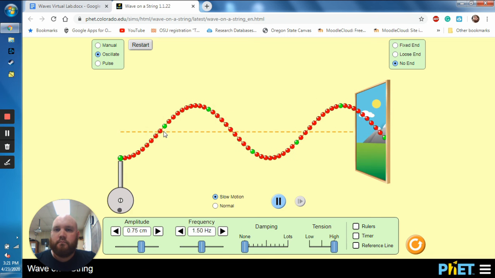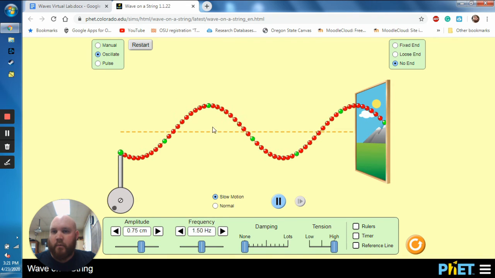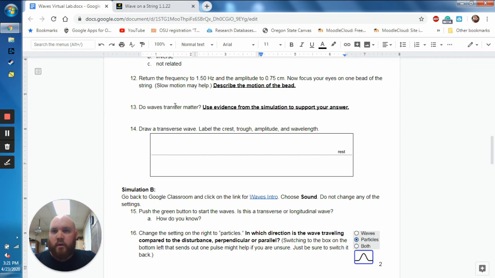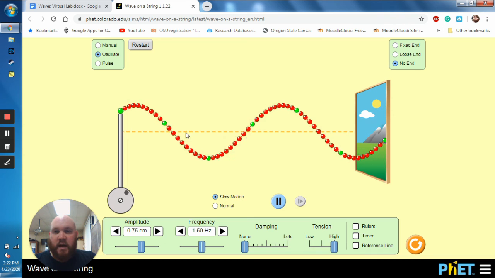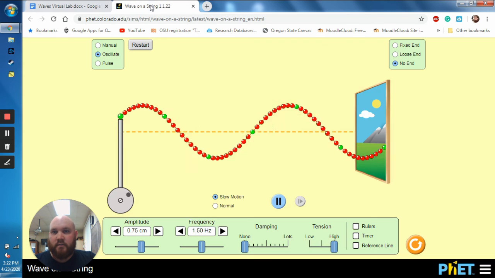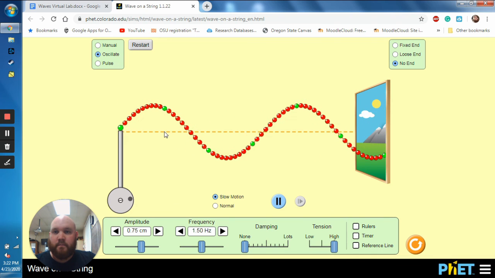So, from what I can see right here, this green bead is not moving down the string, right? This particle, this little green bead, it's just moving up and down. So I would say that waves do not transfer matter, right? Because this piece of matter is not transferring down this wave, right? And the evidence I would be using would have to be from the simulation. Okay, so I'm seeing that this green bead is not changing position in the x, and that would be my evidence. All right.